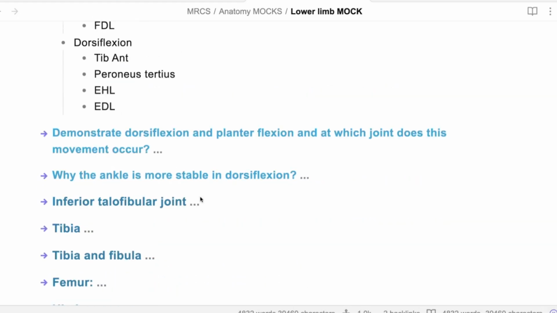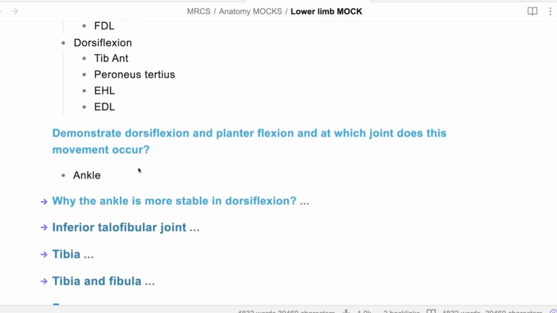Okay. Well, you're going to be asked to demonstrate dorsiflexion and plantar flexion and at which joint this movement happens. Sir, dorsiflexion means you are moving your foot towards the body, and plantar flexion is the movement of the foot away from the body. So these movements occur at the ankle joint. Can you say the joint again? Did you say ankle joint? Yes, sir, I said ankle joint.